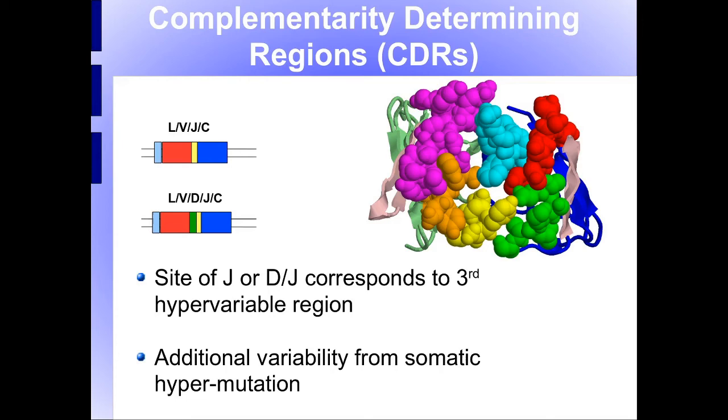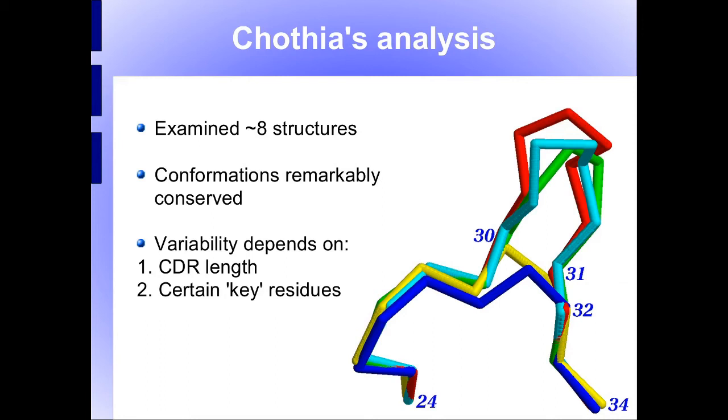Now, despite all this huge variability, Cyrus Chothia, working in the 1980s, showed that the structural variability is rather smaller than you might expect. Now, he only had a fairly small number of structures to look at, around about 8. There are now approximately 3,000 different antibody structures available in the protein data bank. But what he showed, and somewhat surprisingly, this proves still to be the case, is that these loops, despite being hypervariable in sequence, have remarkably conserved structures.